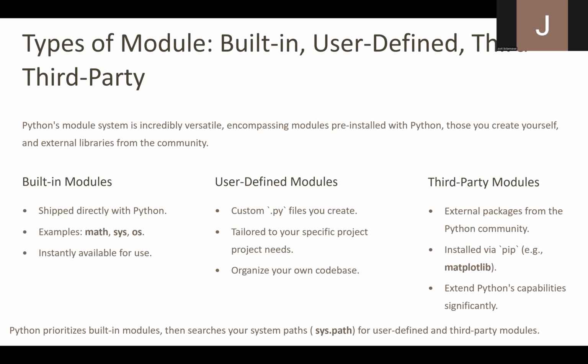Built-in means it will be part of your Python installation. No need to install or install again. Next one is user-defined, where the user, based on their specific requirement for a specific project, can create their own user-defined modules. Third party means it is created by the Python community based on your requirement. You can use any of the third-party or external packages just by installing them using pip.